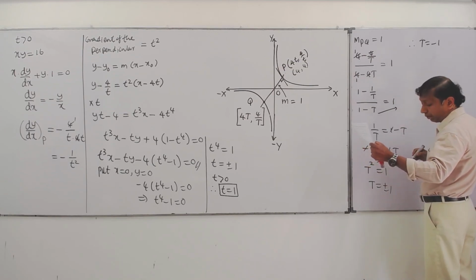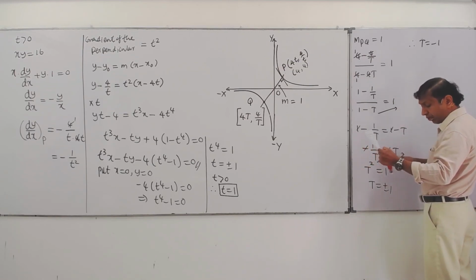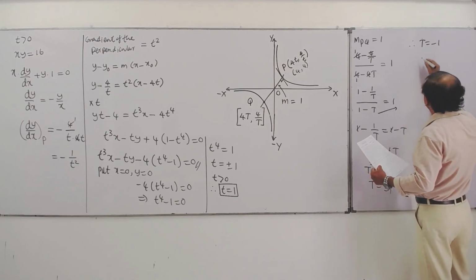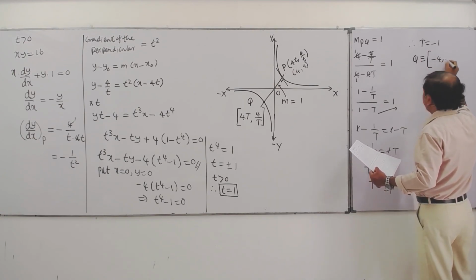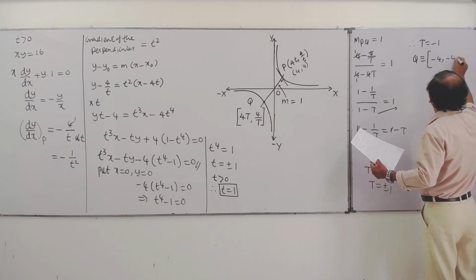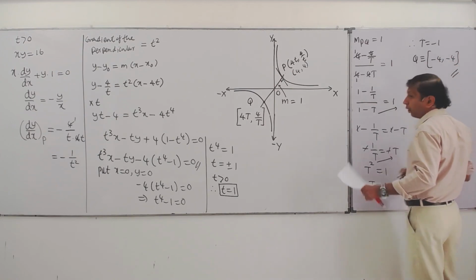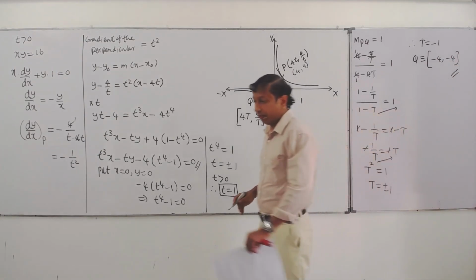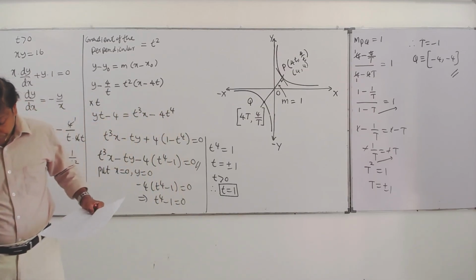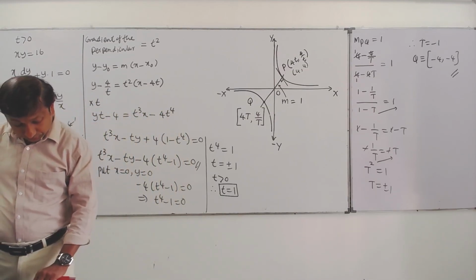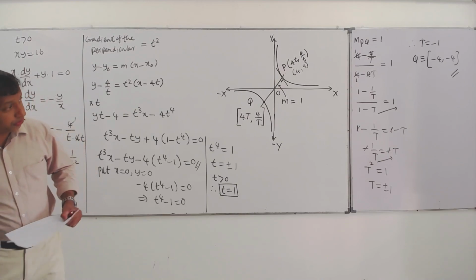Now, what is being asked is the coordinates of Q. Therefore, substituting t as minus 1, we get minus 4 and minus 4. Q is (minus 4, minus 4), right? This way we can take that. Question number 4, the next.